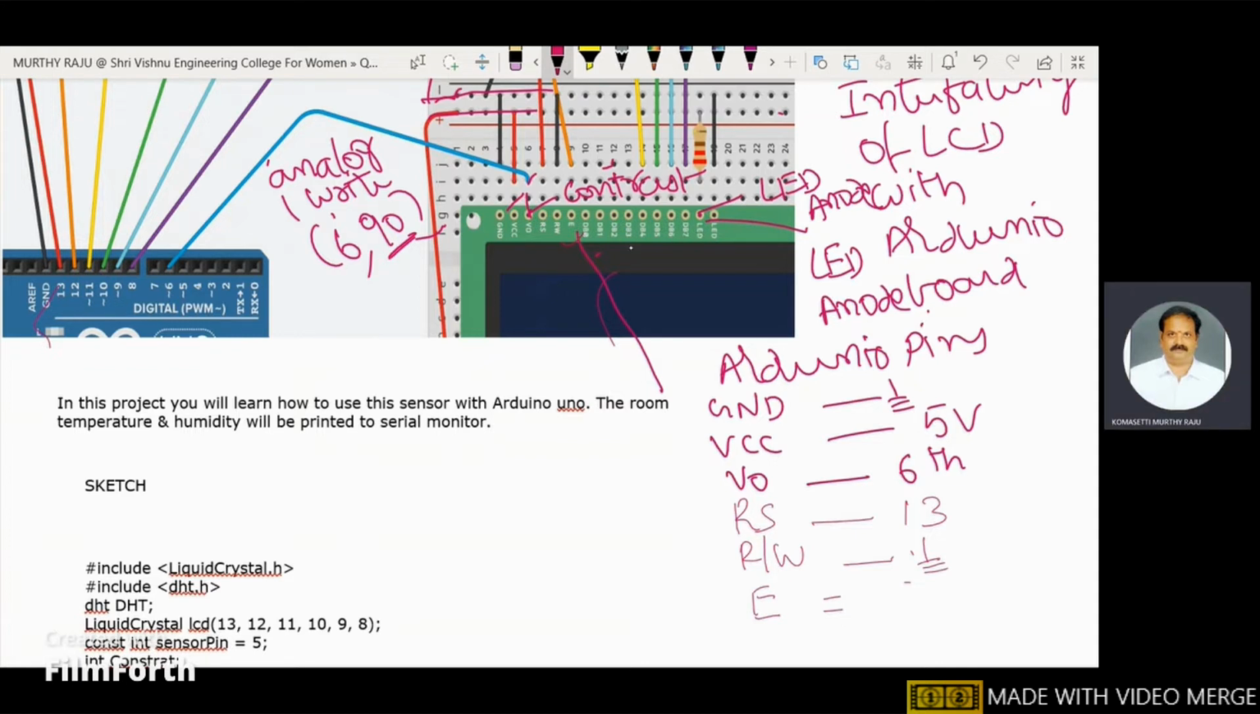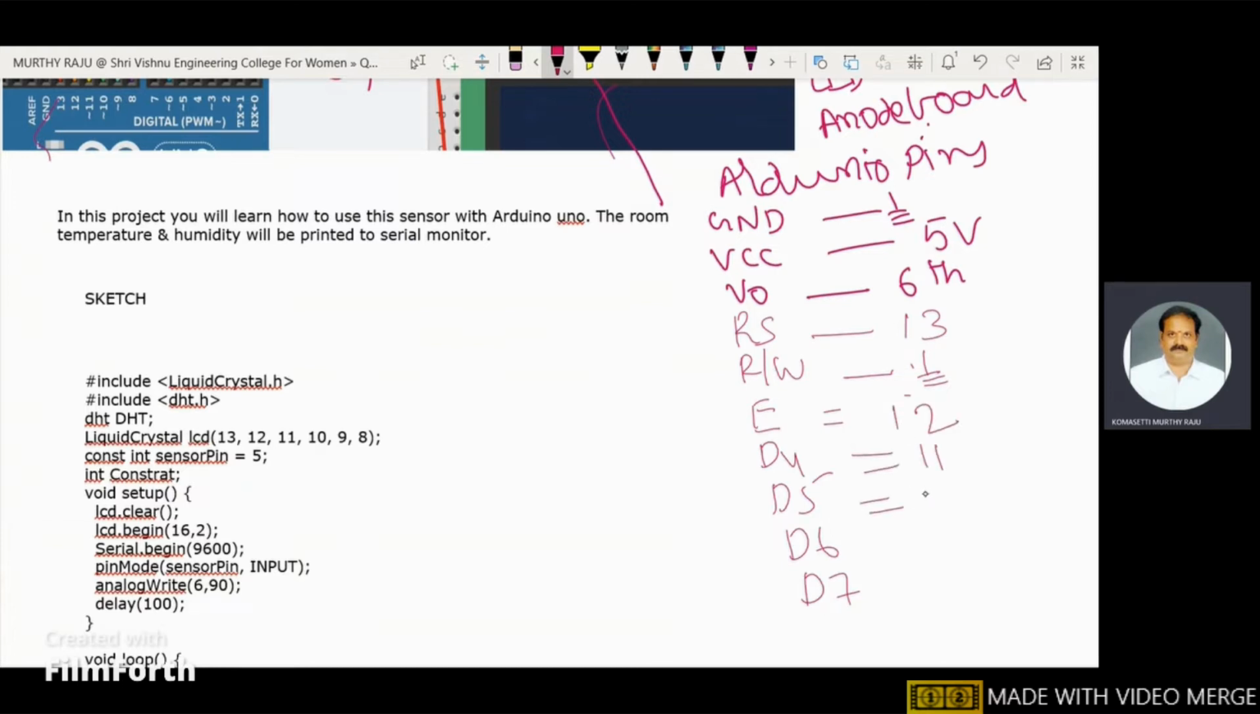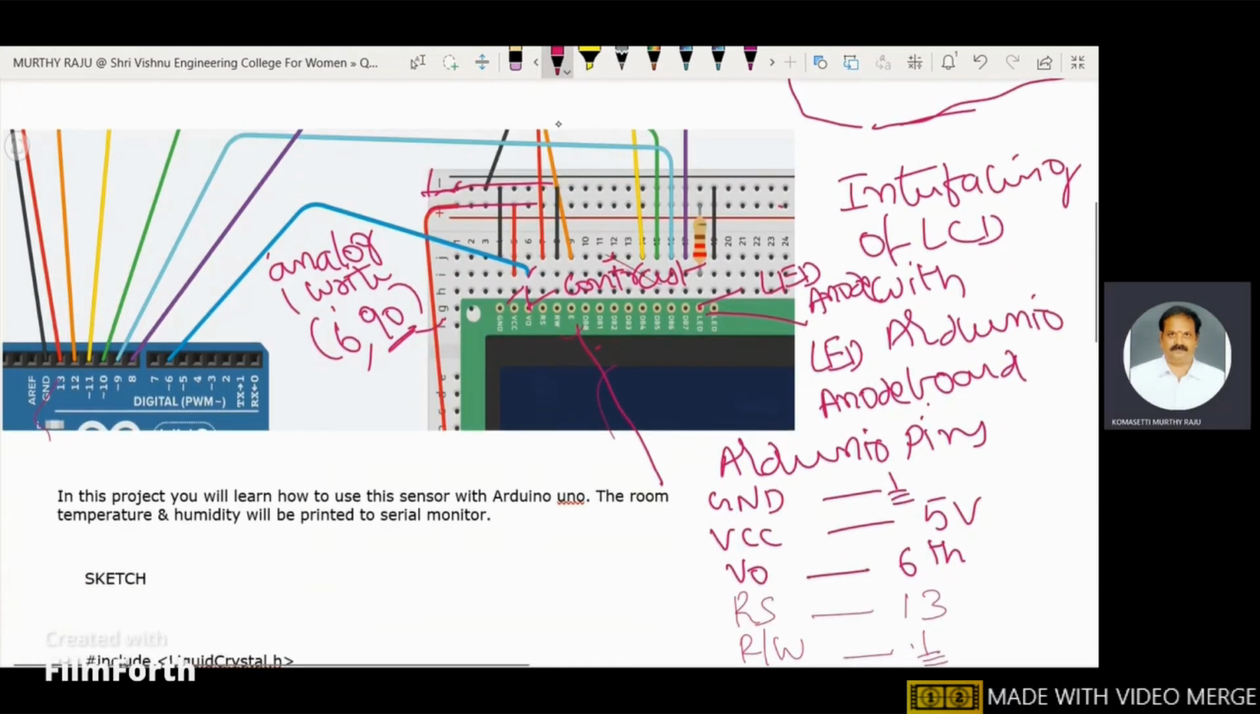These are the data pins: D4, D5, D6, and D7. The register select pin is connected to 13. The enable pin is connected to 12. D4 is connected to 11, D5 is connected to 10, D6 is connected to 9, and D7 is connected to 8. These are the pins of the LCD connected to the Arduino board. After that, interfacing is completed.